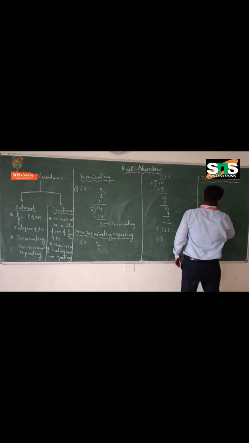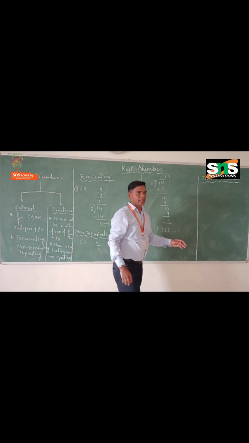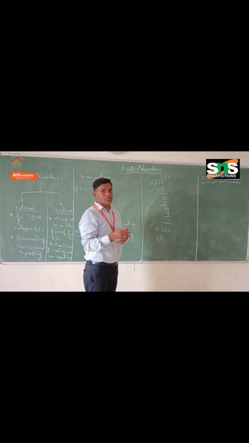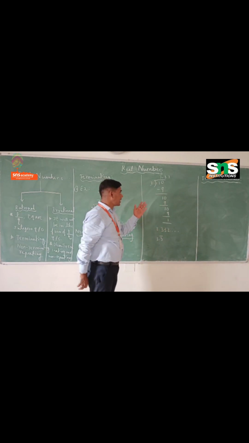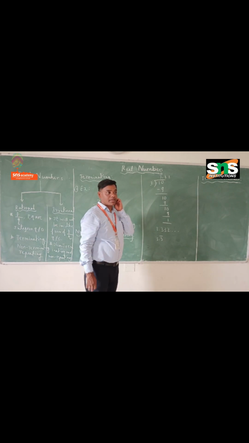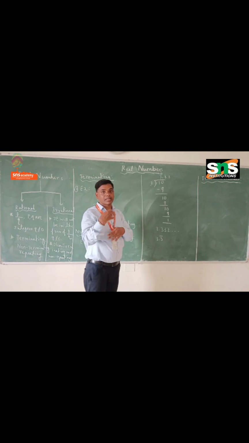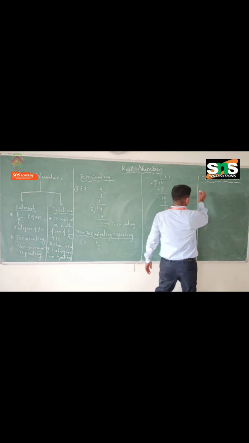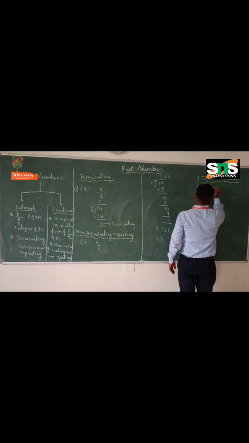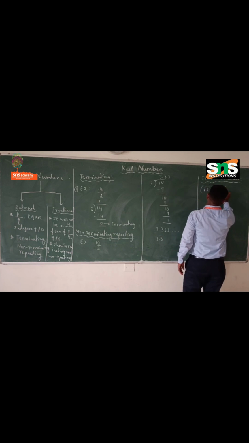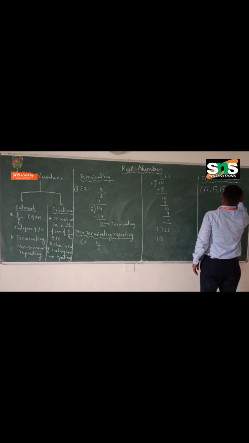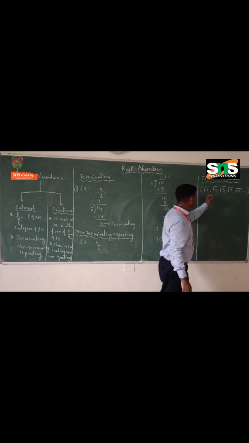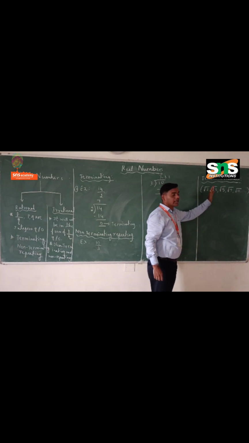if a number is not a perfect square number, we can say it is an irrational number. For example, the square roots of prime numbers: root 2, root 3, root 5, root 7, root 11, etc. So the square root of a prime number will come under irrational numbers.